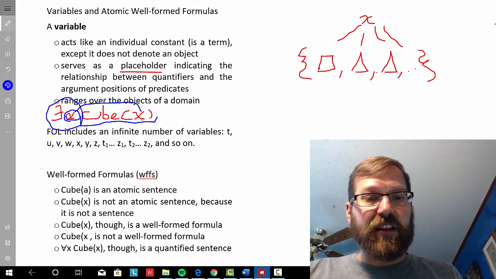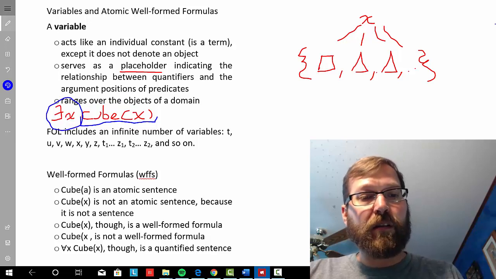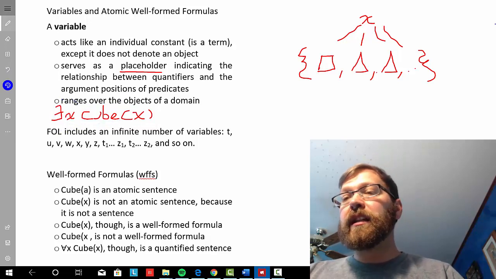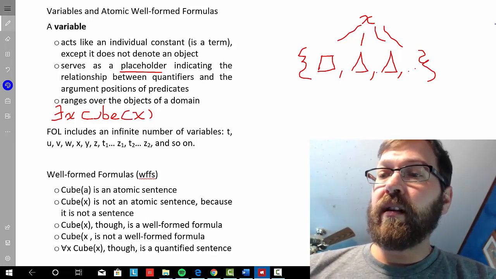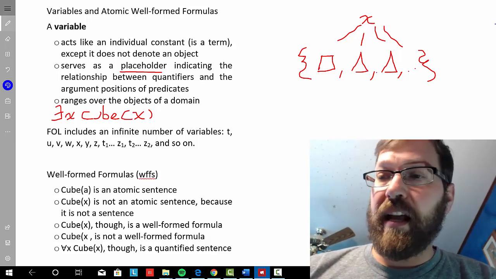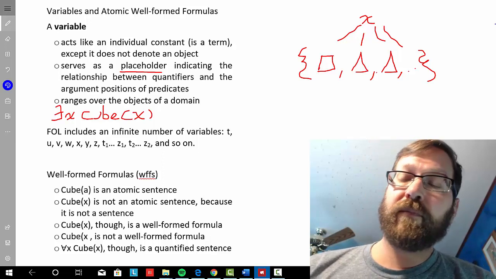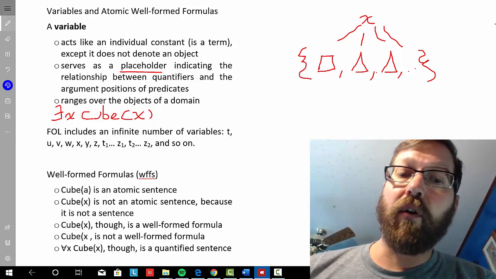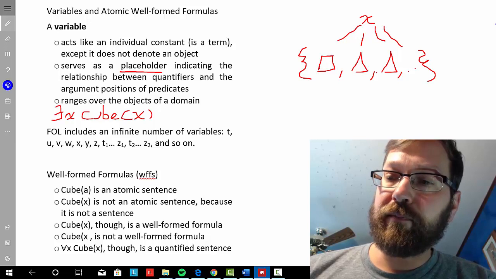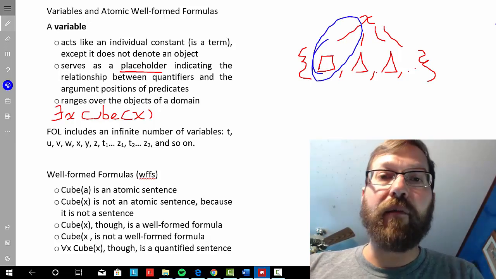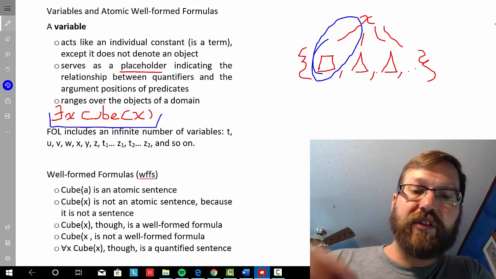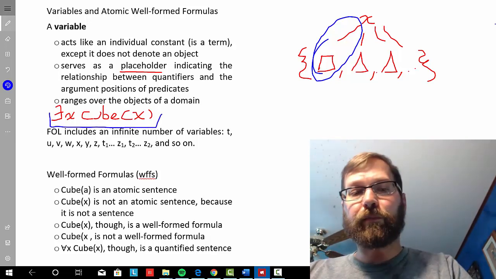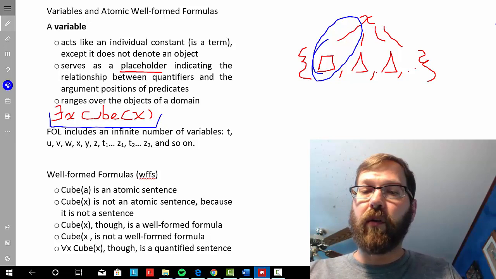So it says there exists an X such that X is a cube. And then what we do is we go to the domain of discourse and look at all of the objects that X is ranging over and see if there are any that are in fact cubes. In this case, we have one that is a cube, so that means this sentence, what it is asserting, is true. If there weren't any cubes, then it would be false.